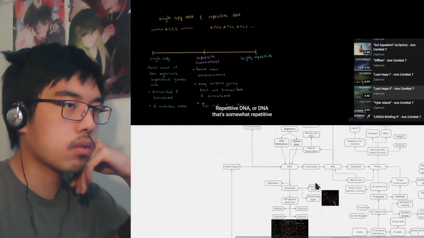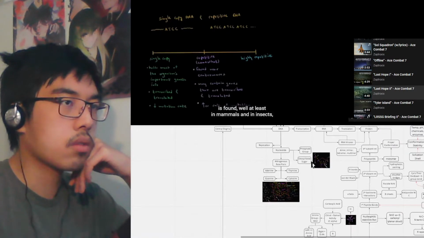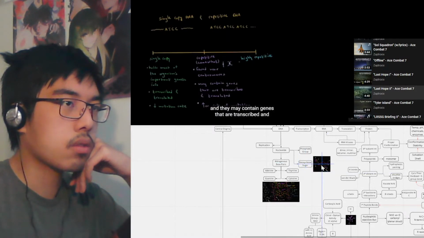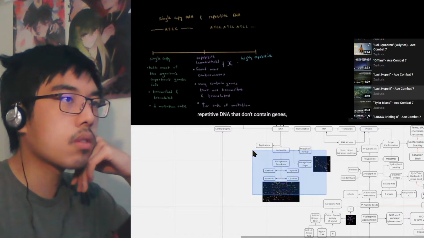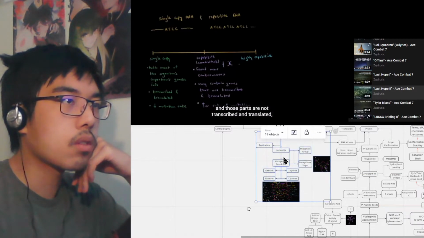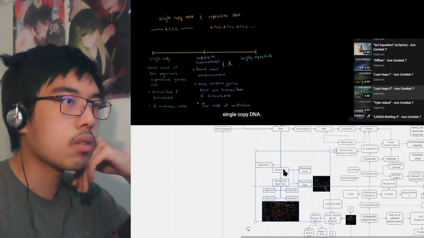Repetitive DNA, or DNA that's somewhat repetitive, is found, at least in mammals and in insects, near the centromeres. If you recall, the centromeres are the center of the chromatid, or when you have chromatids that are duplicated, the chromatids are attached by the centromere, by that middle part in the chromosome. They may contain genes that are transcribed and translated, but then there might also be parts of the repetitive DNA that don't contain genes, and those parts are not transcribed and translated, and repetitive DNA has a higher mutation rate than single copy DNA.